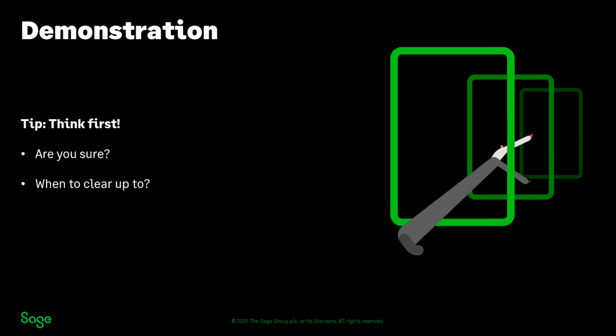Second point is, when do you want to clear up to? So how far back do you need your live data to go? Obviously, you're always going to have your current financial year, but prior to that, how far back do you need it to go? Do you need 1 year, 2 years, 3 years, more? Remember, if you need historical information, if you've created an archive, you could always refer to that.